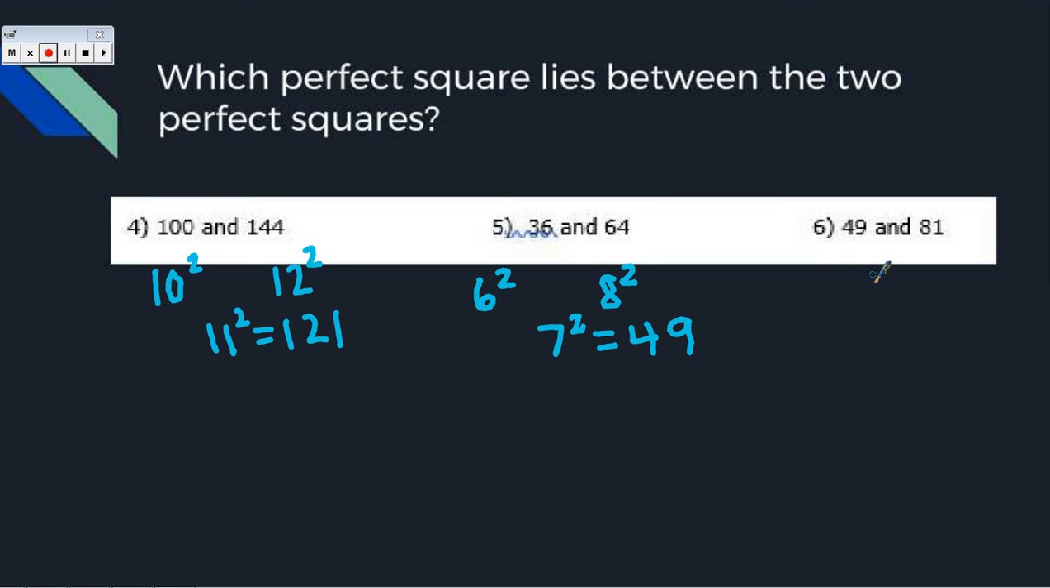Now in number 6, we have 49 and 81. We just said 7 squared is 49, so that one was an easy transition. And then 81 we know is 9 squared. Now the number between 7 and 9, that's 8, the whole number in between them, and that squared will give us 64. So there are the perfect squares that lie between the two perfect squares listed for each of these. Please make sure that you have these correct in your notes and make any corrections you need to before moving on.